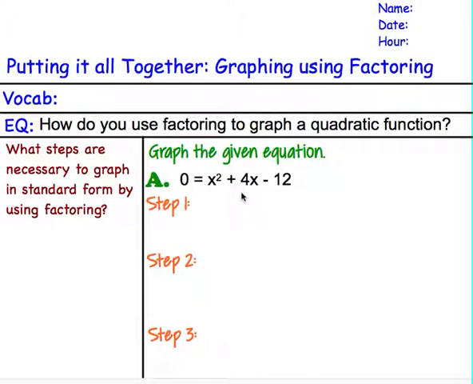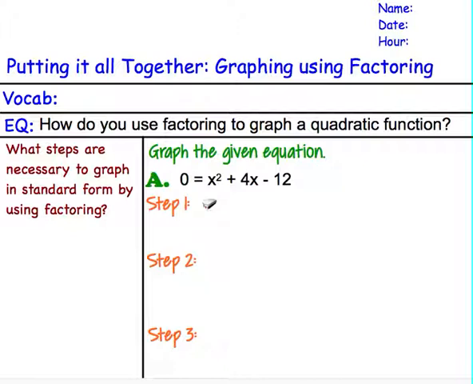Today we're going to put it all together. Two weeks ago we took standard form and graphed it, and while it wasn't overwhelmingly difficult, the thing you guys struggled with was that we needed to make a t-table and use that, and you struggled with making those points. Today we're going to use our knowledge of factoring to help us out.